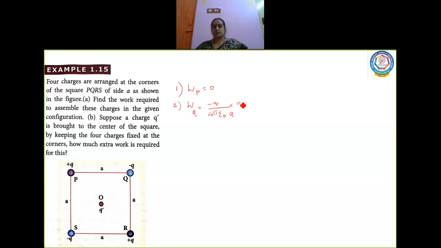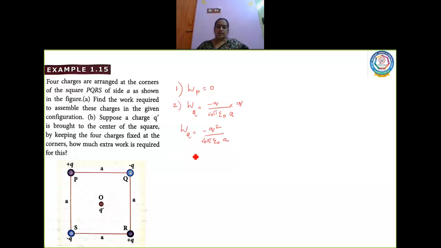Electric potential due to plus charge is also there, right? So I forgot this. So now what will be the work done? W_Q is equal to minus q squared by 4 pi epsilon naught a. Clear, children? You understood? Right.